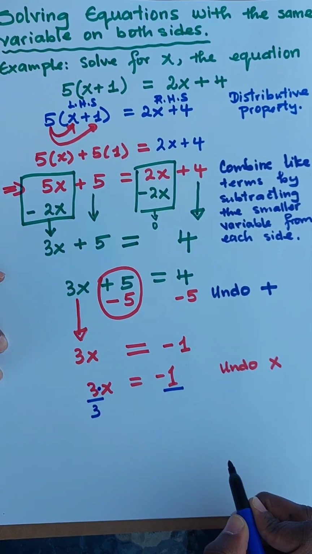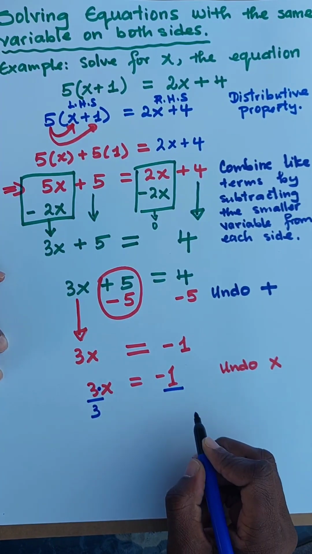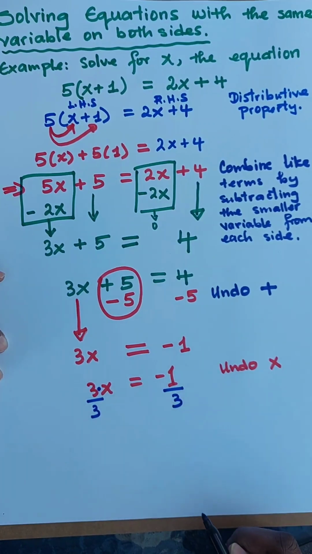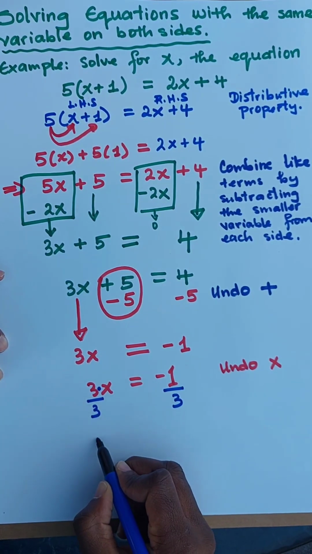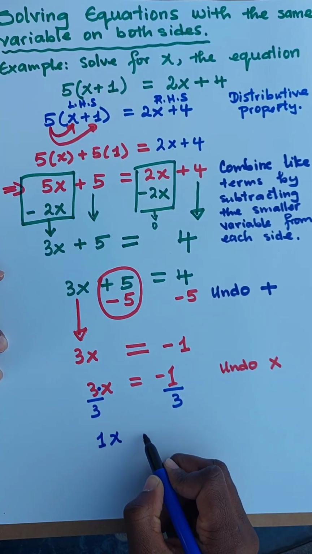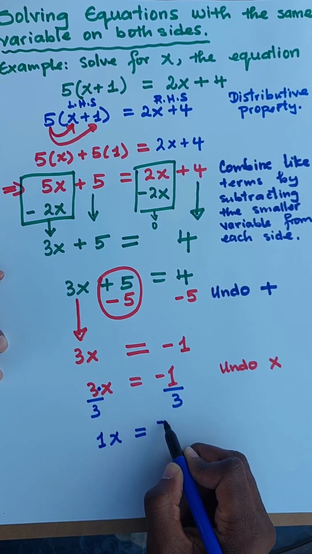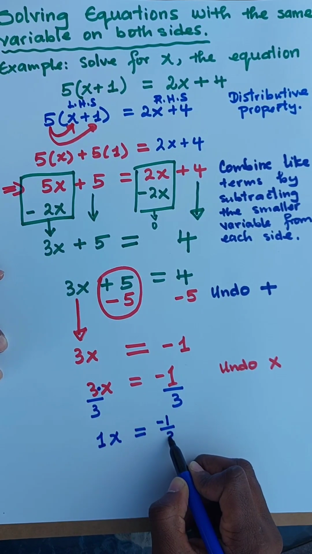And the law of equation says whatever you divide on the left-hand side, divide the same thing on the right-hand side. So we also divide negative 1 by 3. So 3 divided by 3 here is 1. So now we have 1x equals negative 1 over 3.